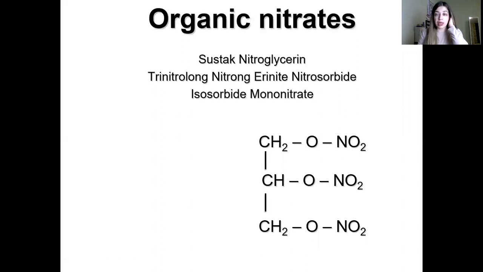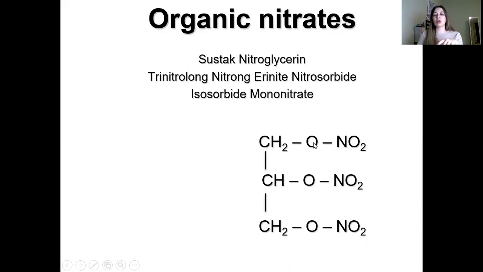We continue, and now we go on to the organic nitrates. This is the group from the first list, which reduces the demand for oxygen. We have a lot of drugs like Sustak, a brand name, nitroglycerin, trinitrolone, nitron, arenite, nitrosorbate, isosorbide mononitrate. But here is the molecule of nitroglycerin. We're going to talk about this drug because it's the basic drug of all organic nitrates.